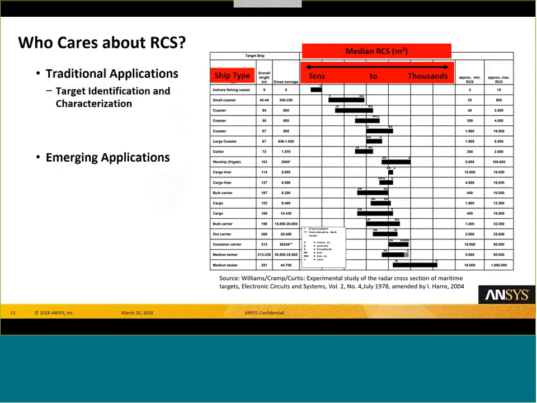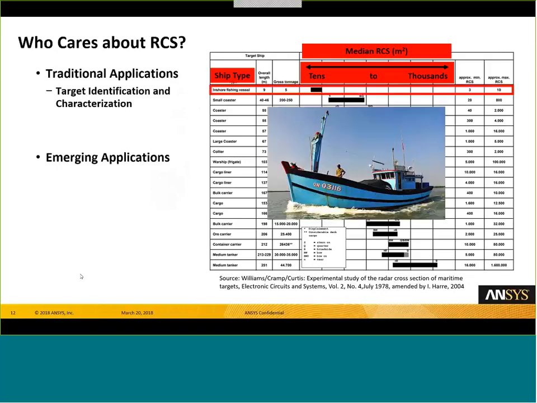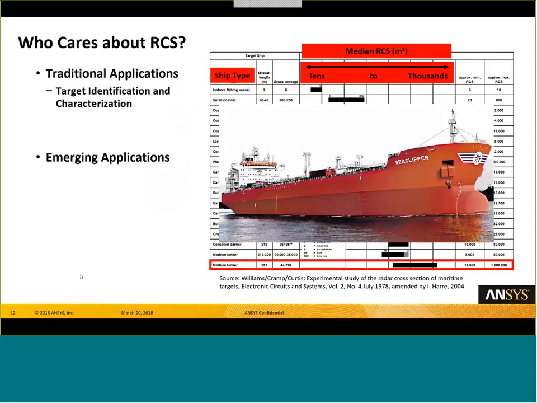Target identification is probably the earliest application for radar cross-section. Here's an example where we've got a land-based radar that's used to characterize a number of seagoing vessels near the coast. As you can see, depending on its size, the RCS could be measured in tens of meters squared if you're talking about something like an inshore fishing vessel, or thousands of meters squared if you're talking about something like a tanker ship.